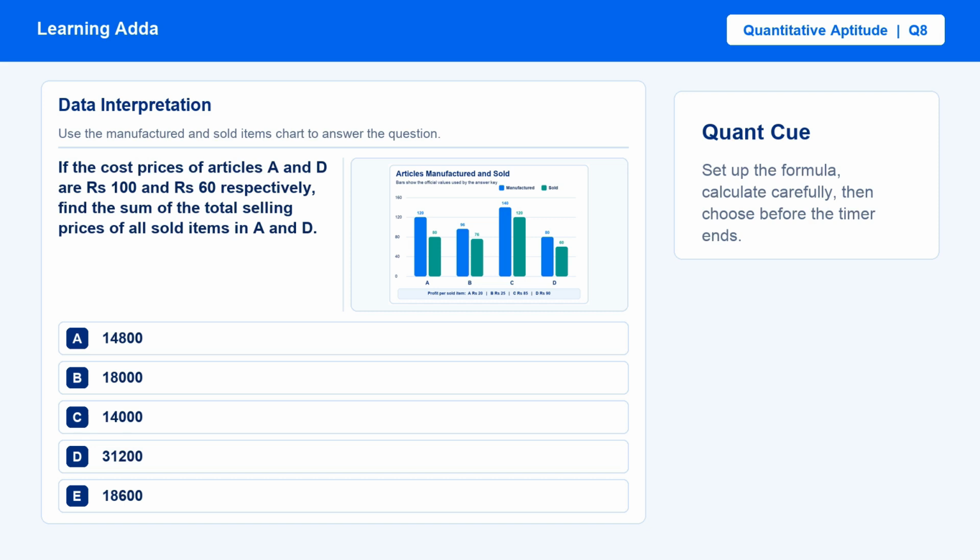Question 8. If the cost prices of articles A and D are rupees 100 and rupees 60 respectively, find the sum of the total selling prices of all sold items in A and D. Option A, 14800. Option B, 18,000. Option C, 14,000. Option D, 31200. Option E, 18,600. The timer starts now.